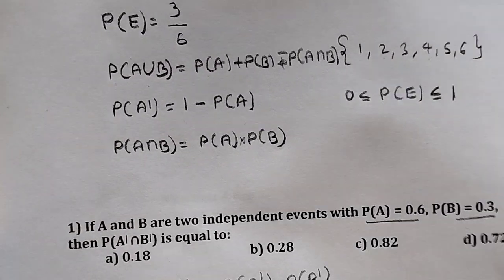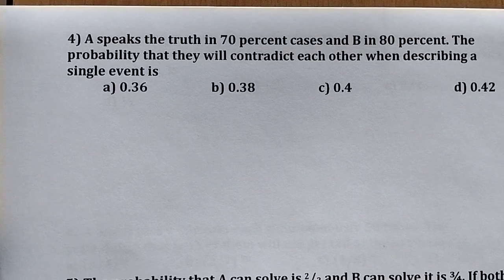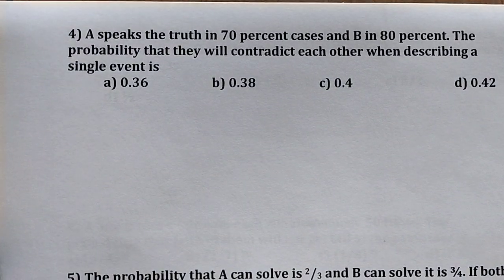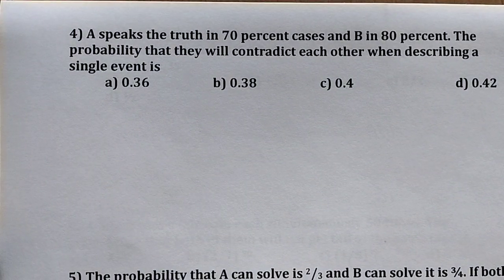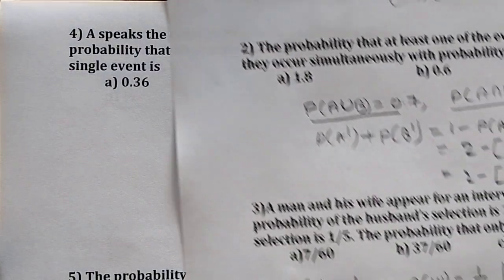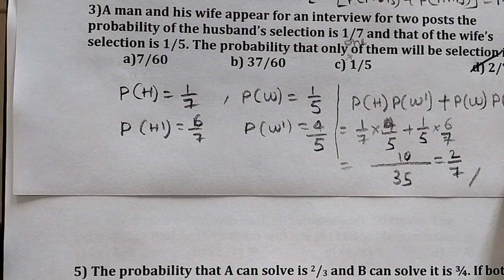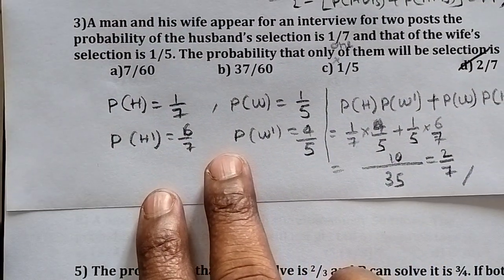Okay, now coming to question number 4. A speaks the truth in 70% of cases, B in 80%. The probability that they will contradict each other. Okay, before that, let me give another example question from the same given information, that is question number 3.